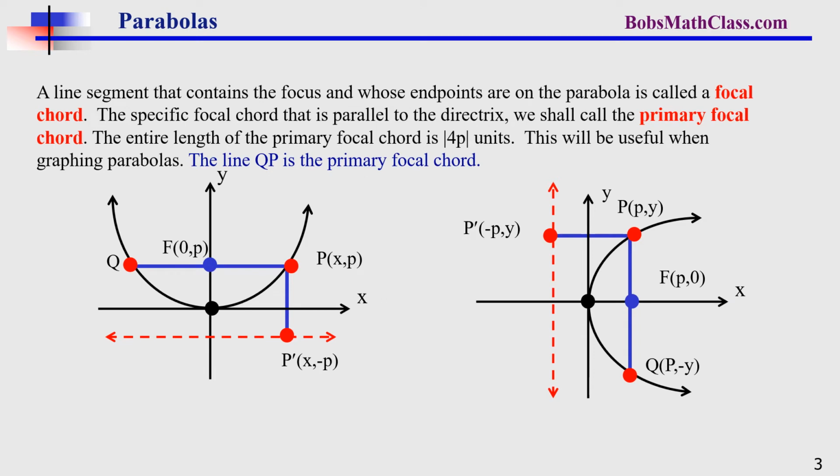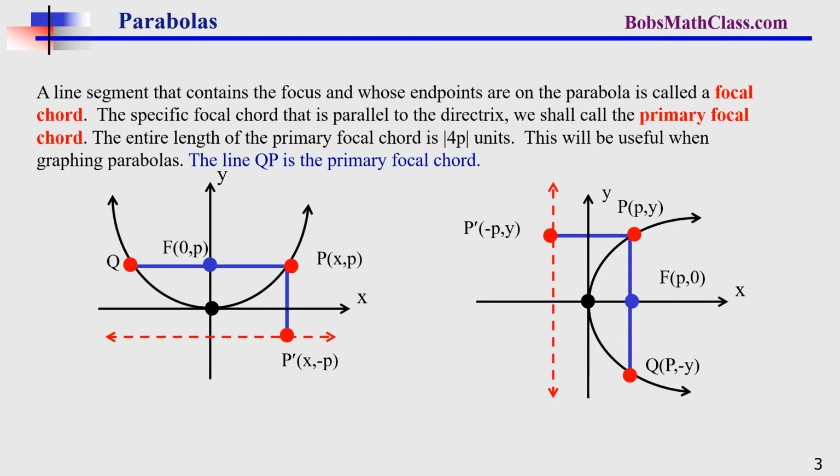Okay, a few more definitions. I know it's a little long, but we got to get through these kind of definitions before we do some problems. A line segment that contains a focus and whose endpoints are on the parabola is called a focal chord. Okay, so a chord goes from one point on the parabola to another point on the parabola. That's what a chord is. A chord is a line segment. A focal chord just means it goes through the focus.